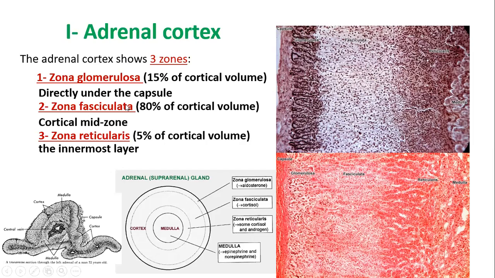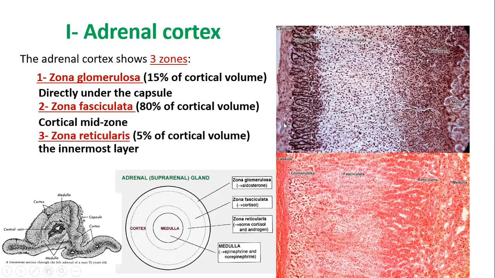The second layer, which is the largest layer, is called the zona fasciculata. This is the largest layer. It occupies almost 80% of the cortical volume, and this is called the cortical mid zone. This is the large zone here. Then the zona reticularis is the innermost zone here, which occupies just 5% of the cortical volume, and this is the innermost layer. Okay.